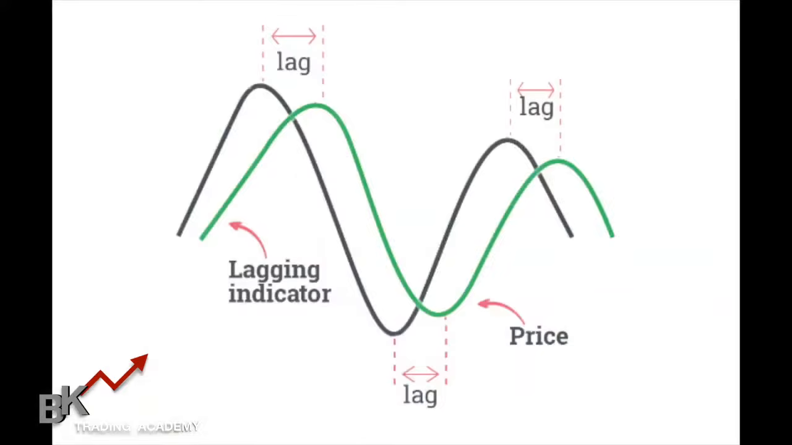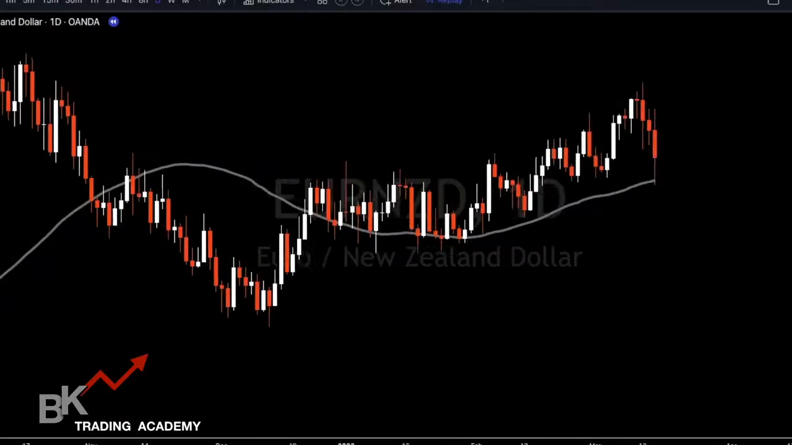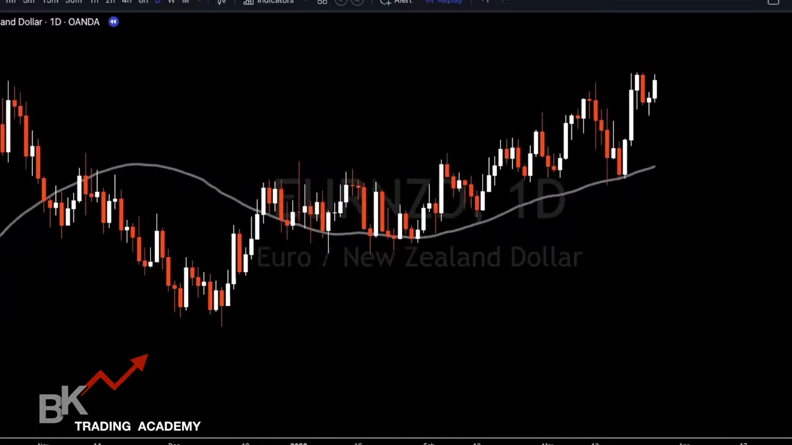A lagging indicator is actually the opposite. It confirms that a trend has already taken place. Now, a con with the lagging indicator is that it's too late, right? But there are many pros to lagging indicators, which we'll get to in just a moment.